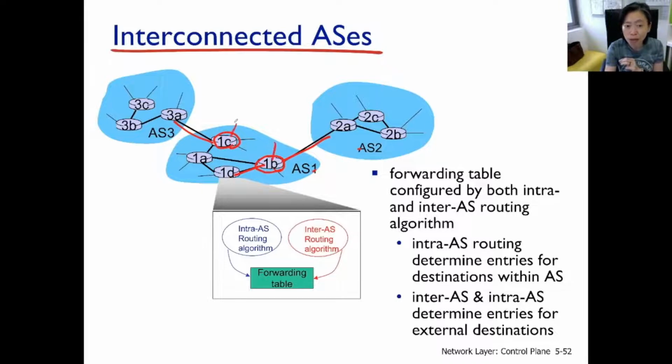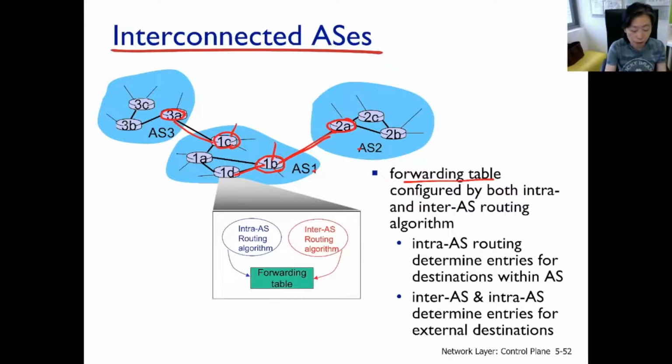Just like 2A for AS2 is one of the gateway routers. 3A for AS3 is one of the gateway routers. And inter-AS routing is running in between. 1B, 2A, 1C, 3A, and so on and so forth. Now, the focus of this slide is to talk about how the forwarding table would look when we have two levels of routing running on the internet.